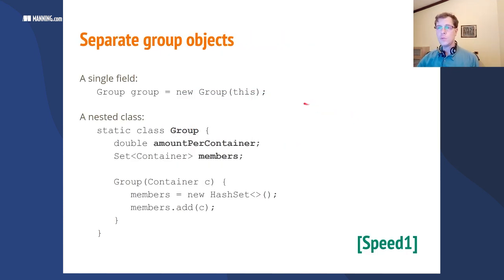And the answer is yes, we can do that by having a separate group object. Instead of just a hash set, we add a nested class called group, and each container will have a single field which is a pointer to a group object. And what does the group contain? The group object contains the amount of water per container and the set of its members. So basically we are moving the amount variable from the single containers to this other object, which is called a group. And then all containers that share the same group, so all containers that are connected, will point to the same group object. And this will make add water much faster because it won't need to iterate over a number of containers. It will just need to update the group object.